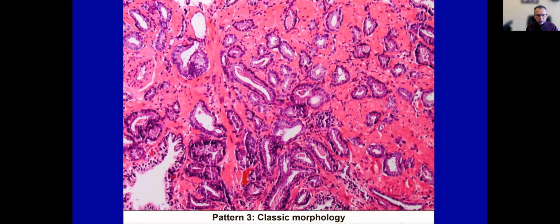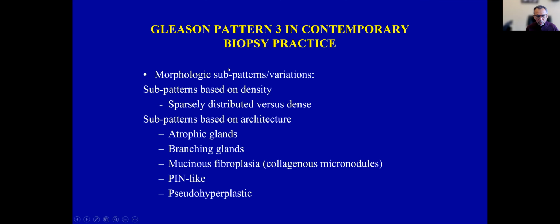So essentially your grade is going to start from pattern 3 onwards, and this is the classic pattern 3. Pattern 3 is characterized by variably sized cancer glands which are discrete. You can draw a circle around each of these glands because they are discrete glands, and the variation and infiltrative nature is also a quite good characteristic of pattern 3. So this is classic morphology.